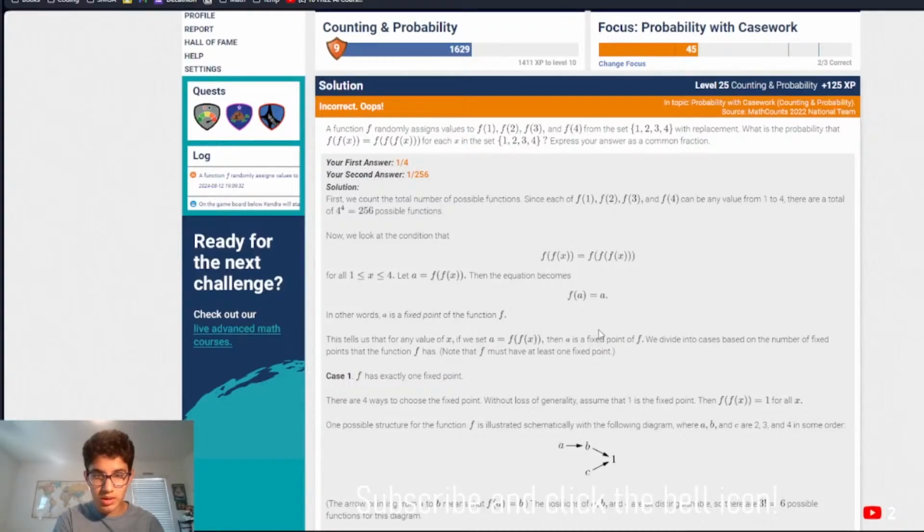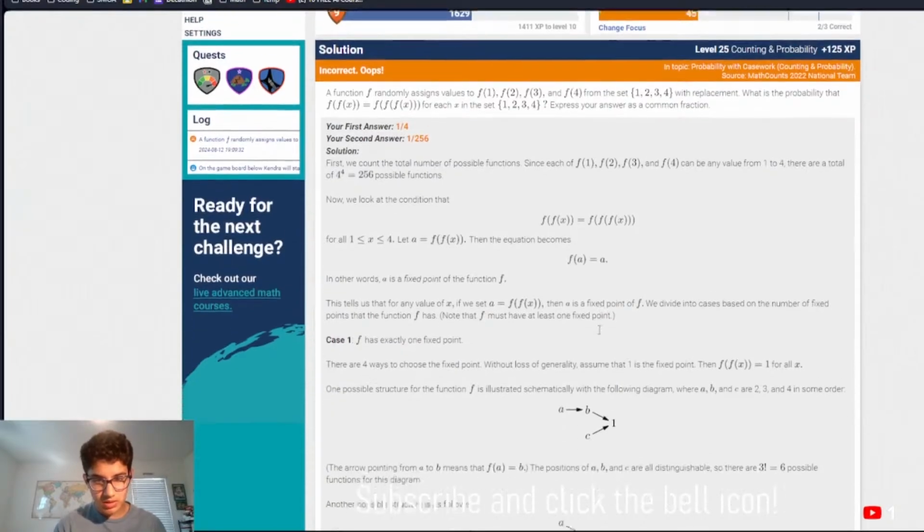Okay, first we count the total number of possible functions. There are a total of 256 possible functions. So they said f of a equals a. So, okay, similar to what we did, but obviously they did something right that we didn't. This tells us for any value of x, if we said a equals f of x, then a is a fixed point of f. We divide that into cases based on the number of fixed points. I don't know what fixed points are, but let's go down and see.